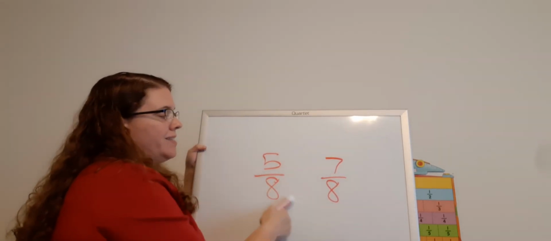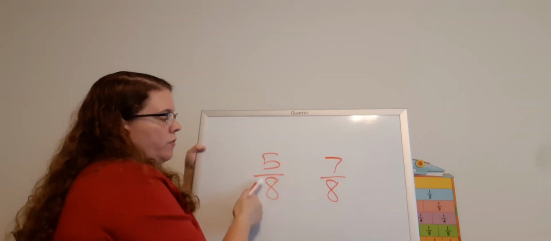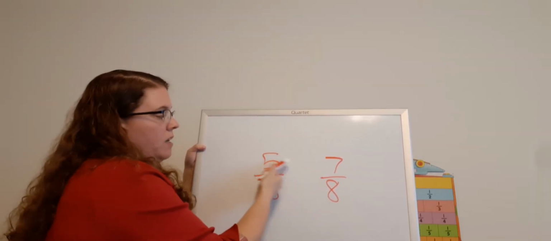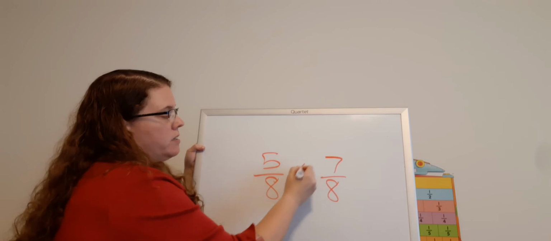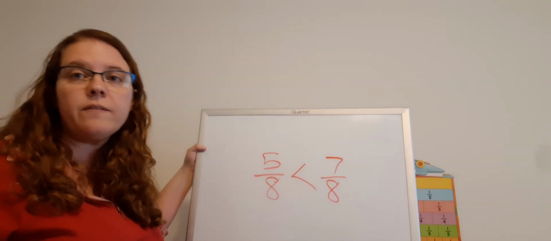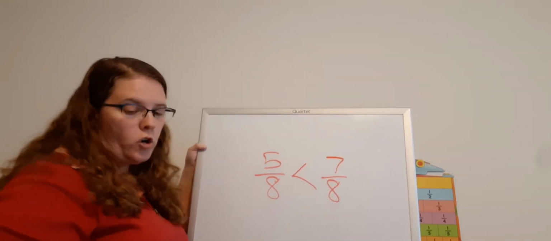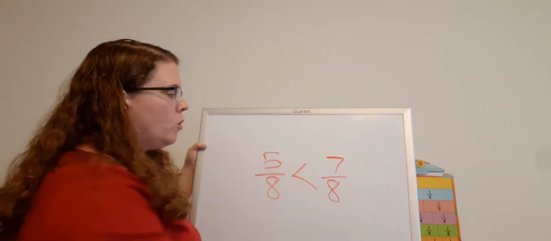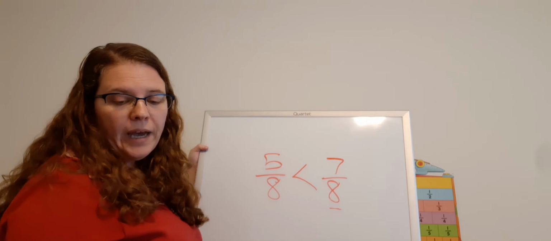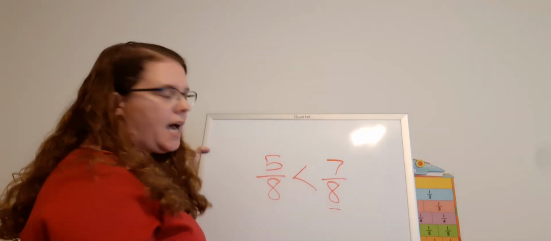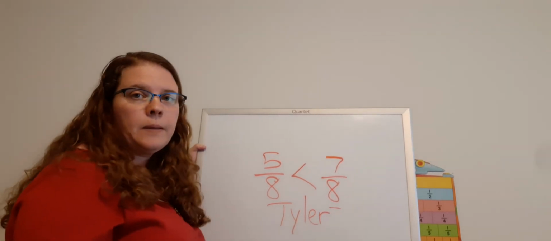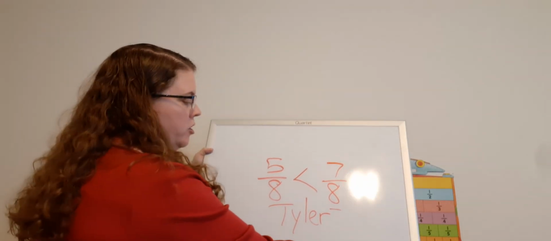Now I got to figure out what sign I'm going to put in here. Okay, so 5/8, 7/8, my 8s are the same, my denominators are the same. Compare your numerators. 5 is less than 7, which means 5/8 is less than 7/8. So go back to the question, who finished more? So the more would be your 7/8. Go back into the question, find who? Tyler. So on the line, write Tyler. Okay? All right, good job, guys.